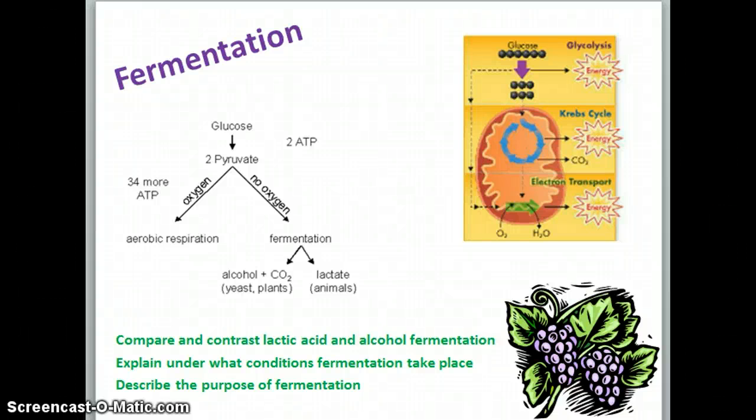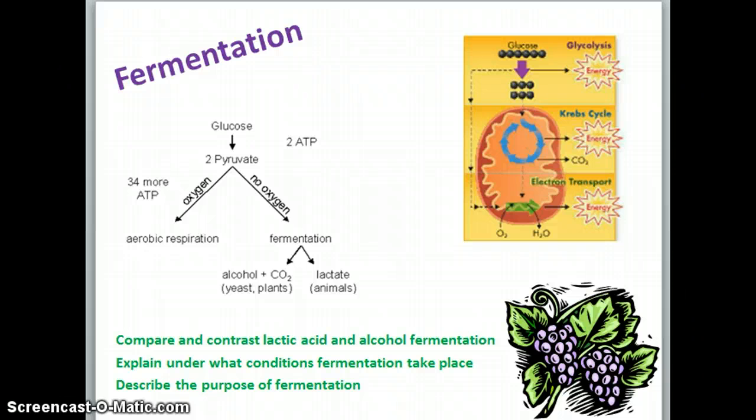If you look back at the flowchart I gave you in the last PowerPoint, you saw what happened to sugar when oxygen was present. Glycolysis breaks down glucose into two molecules of pyruvic acid. That pyruvic acid then enters the mitochondria, where it's further broken down, releasing carbon dioxide into the atmosphere.